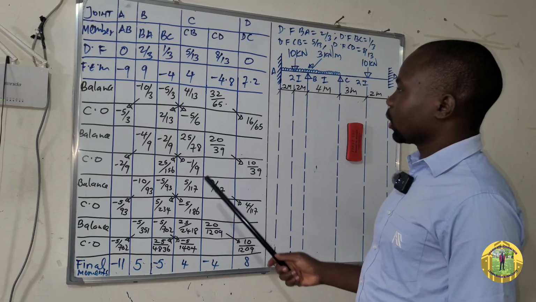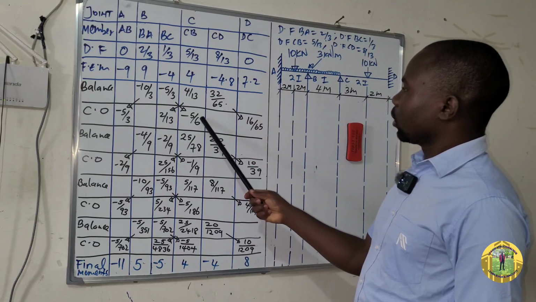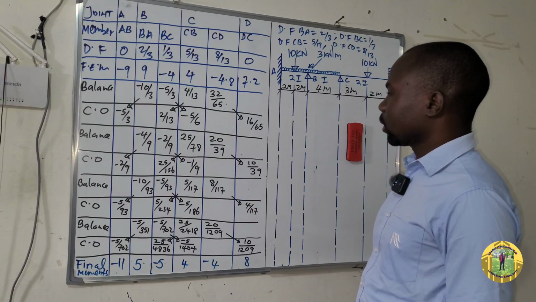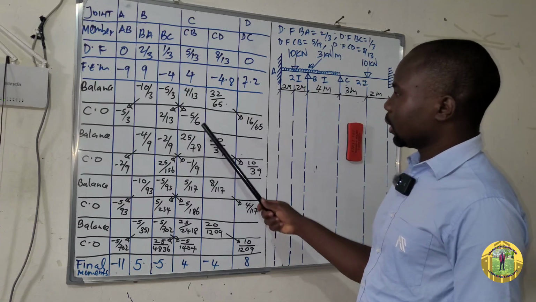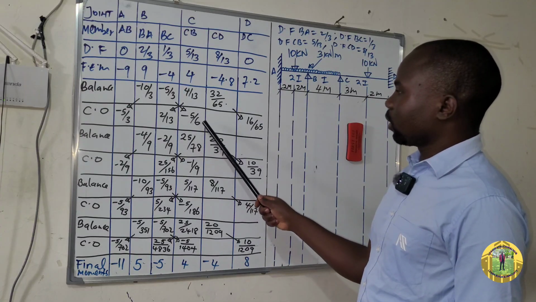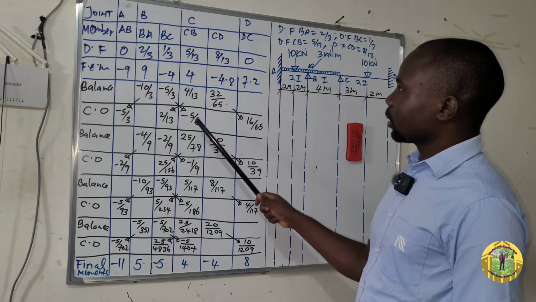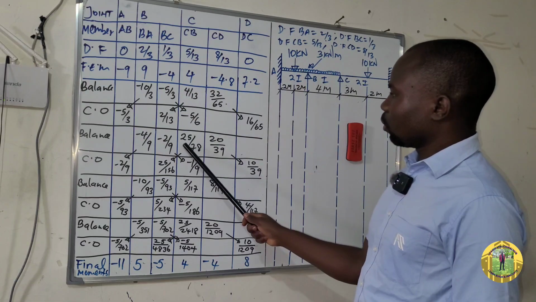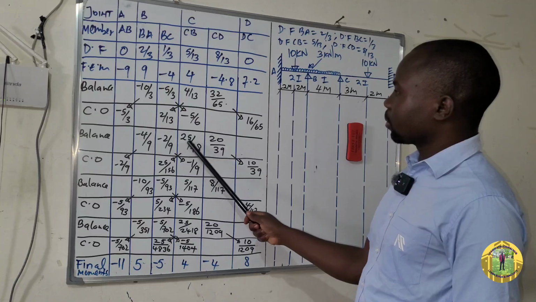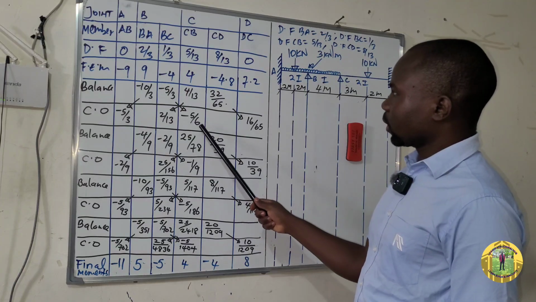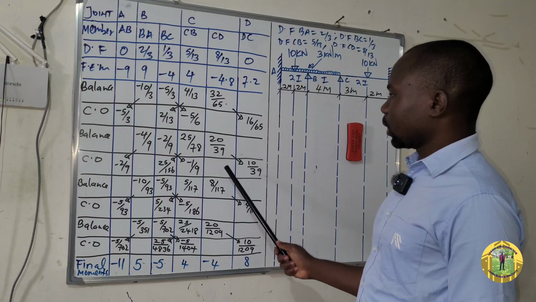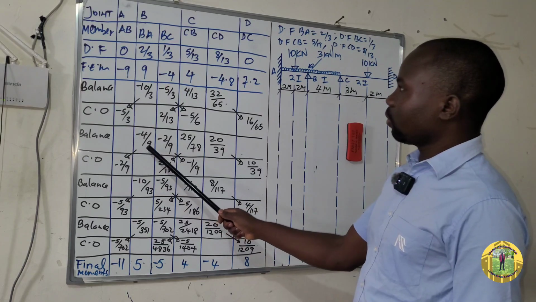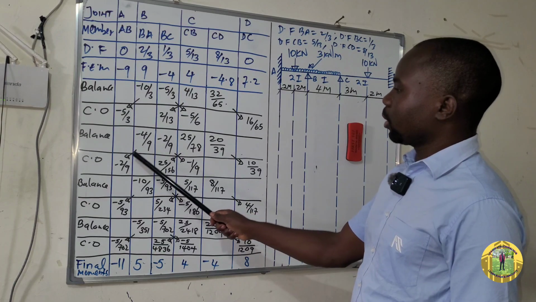Repeat the same procedure to this -5/6. So change the sign first. If you change the sign, you will get +5/6 times 5/13. You will get 25/78. +5/6 times 8/13, you'll get 20/39. Carry over a half of this to the opposite member.